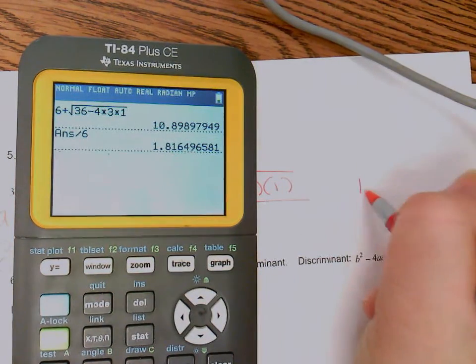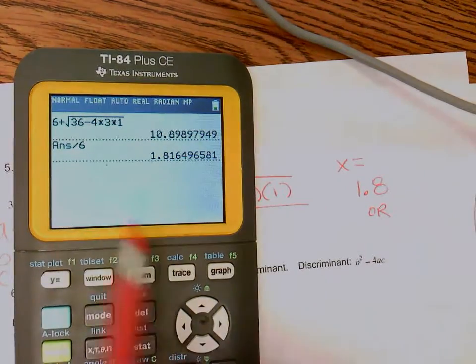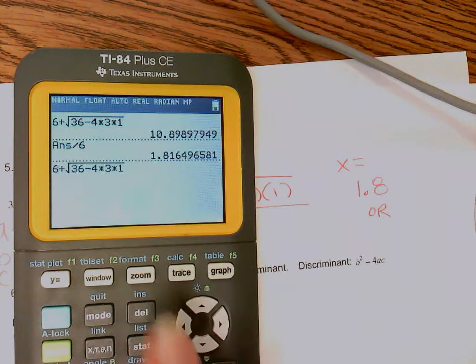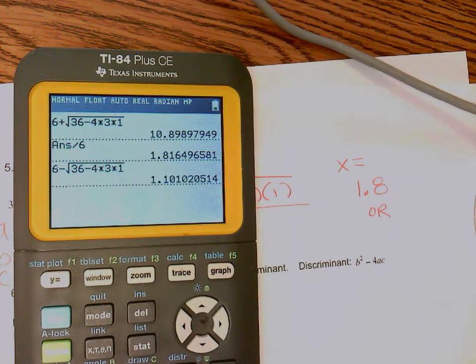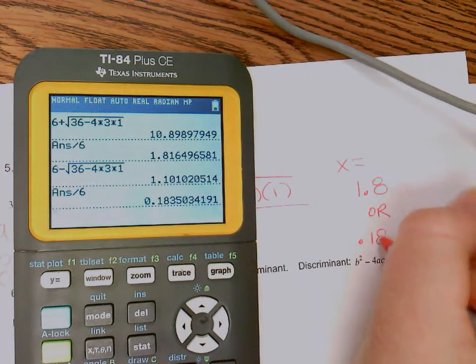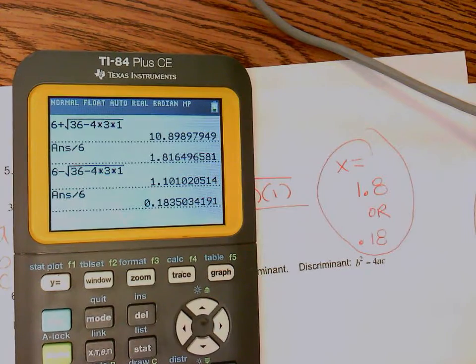So my first solution is 1.8, or, now look, because this is typed in correctly into my calculator, I can arrow up, hit enter, reselect that amount, and just change that sign right there to a minus sign. Hit enter and divide by 6. So 0.18. So my two solutions, 1.8 or 0.18.